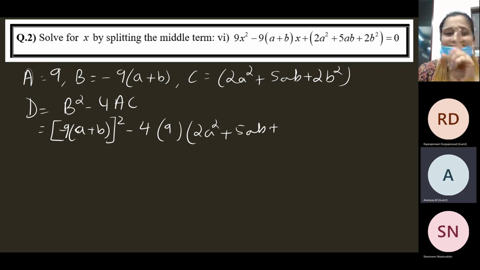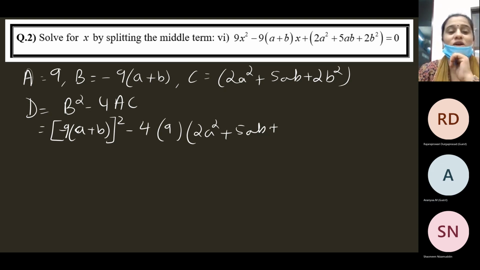Yes, ma'am. I got 9A square plus 9B square minus 8. See, it's an expression. It is an expression. You cannot divide. It's not an equation to divide both the sides by a common factor. It's an expression. You should take out that number common. You cannot divide by that number throughout.